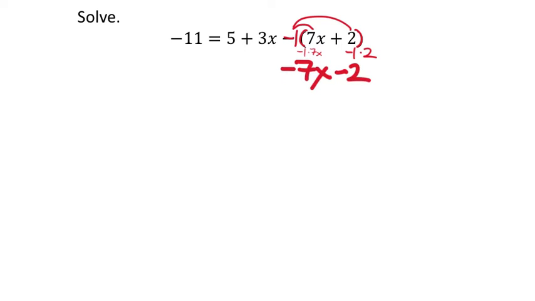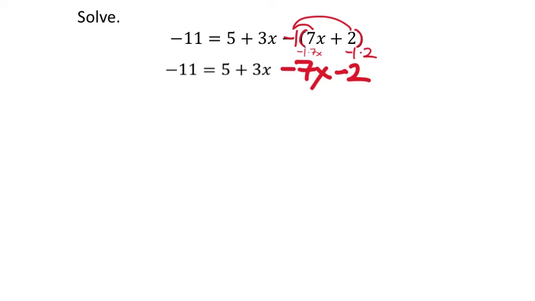Okay, so that's the distribution. Again, part of that was correct. The negative 7x was the correct part. But you see, it's something so minor as just the addition sign should be a subtraction sign. But if you have the addition sign there, you're likely to end up with the incorrect answer.